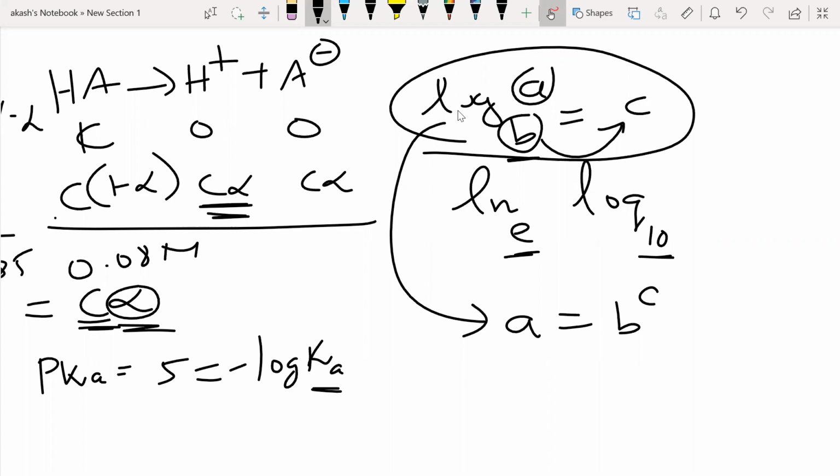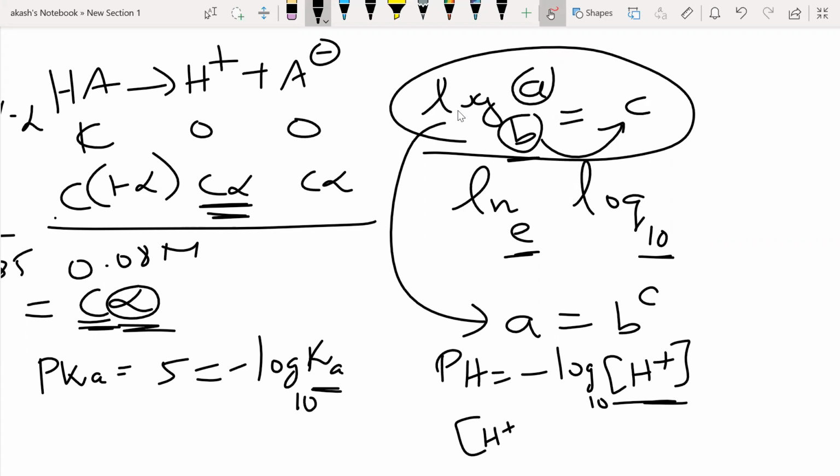Now what is the base here? I told you we use base equal to 10. That is why when I say pH is minus log of H plus concentration, the base is 10. So if I have to find the H plus concentration, it is going to be equal to 10 to the power minus pH value, because this 10 goes here, pH goes to the power. There's still a minus sign, you can bring this side, so it will become 10 to the power minus pH.